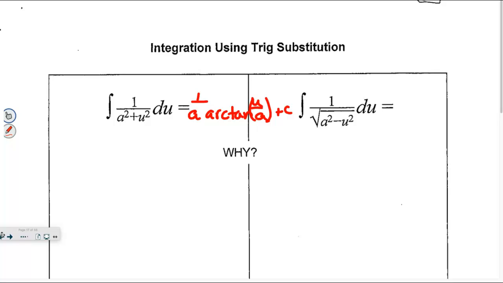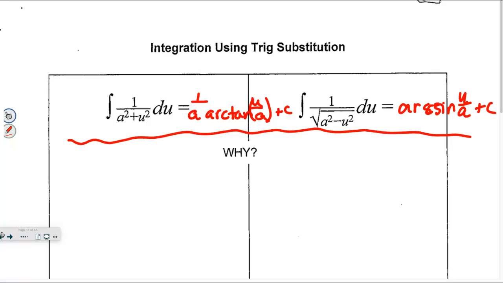That was that guy, and I just told you to memorize it and use it. Over here, this was no 1 over a. You're going to see why there isn't one. And it was arcsine. Sorry, I have a little cough. Not too bad. Arcsine, and it was just u over a plus C. So I'm going to spend some time showing you where these come from. But in order to do that, we need to go back to pre-calc for just a second.